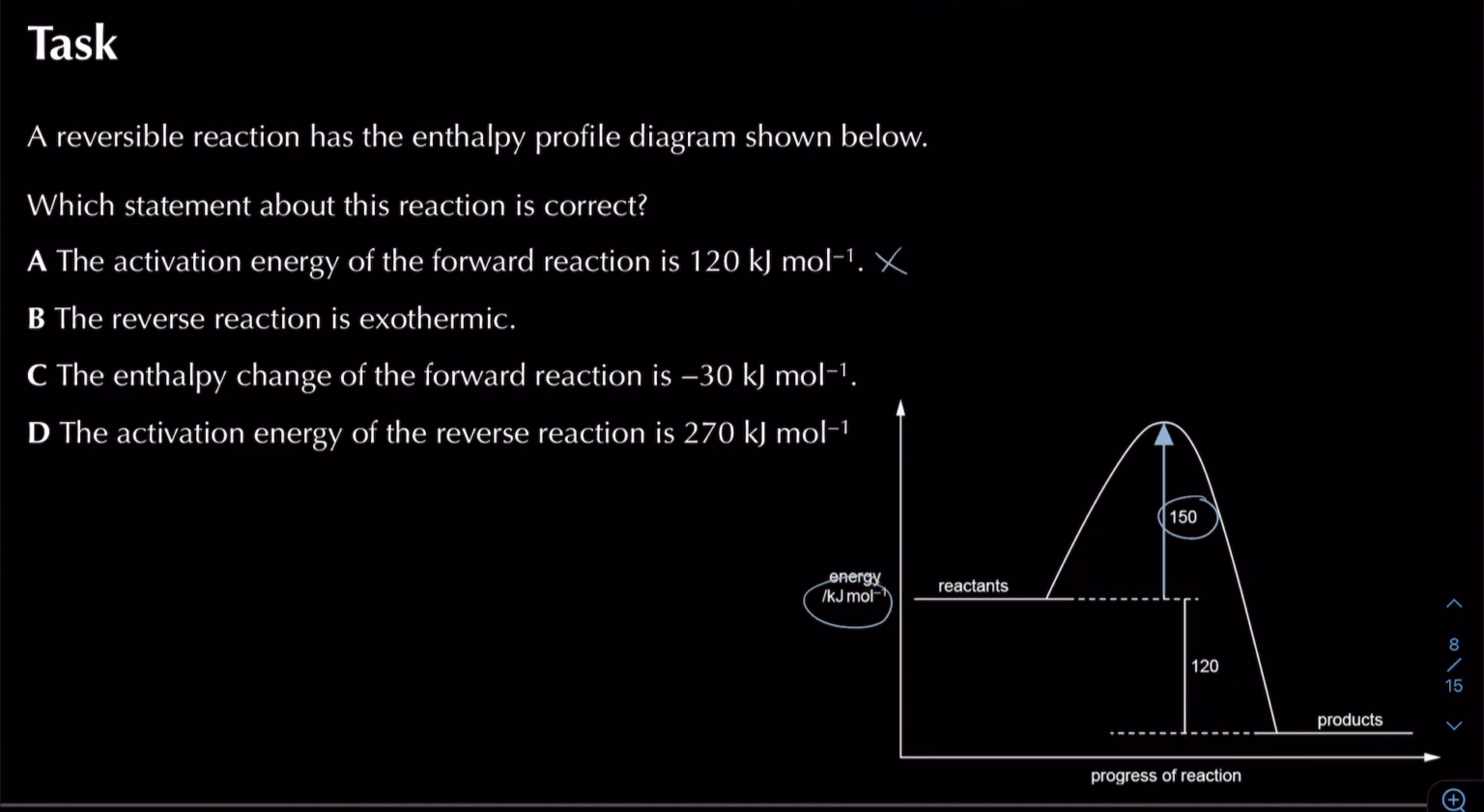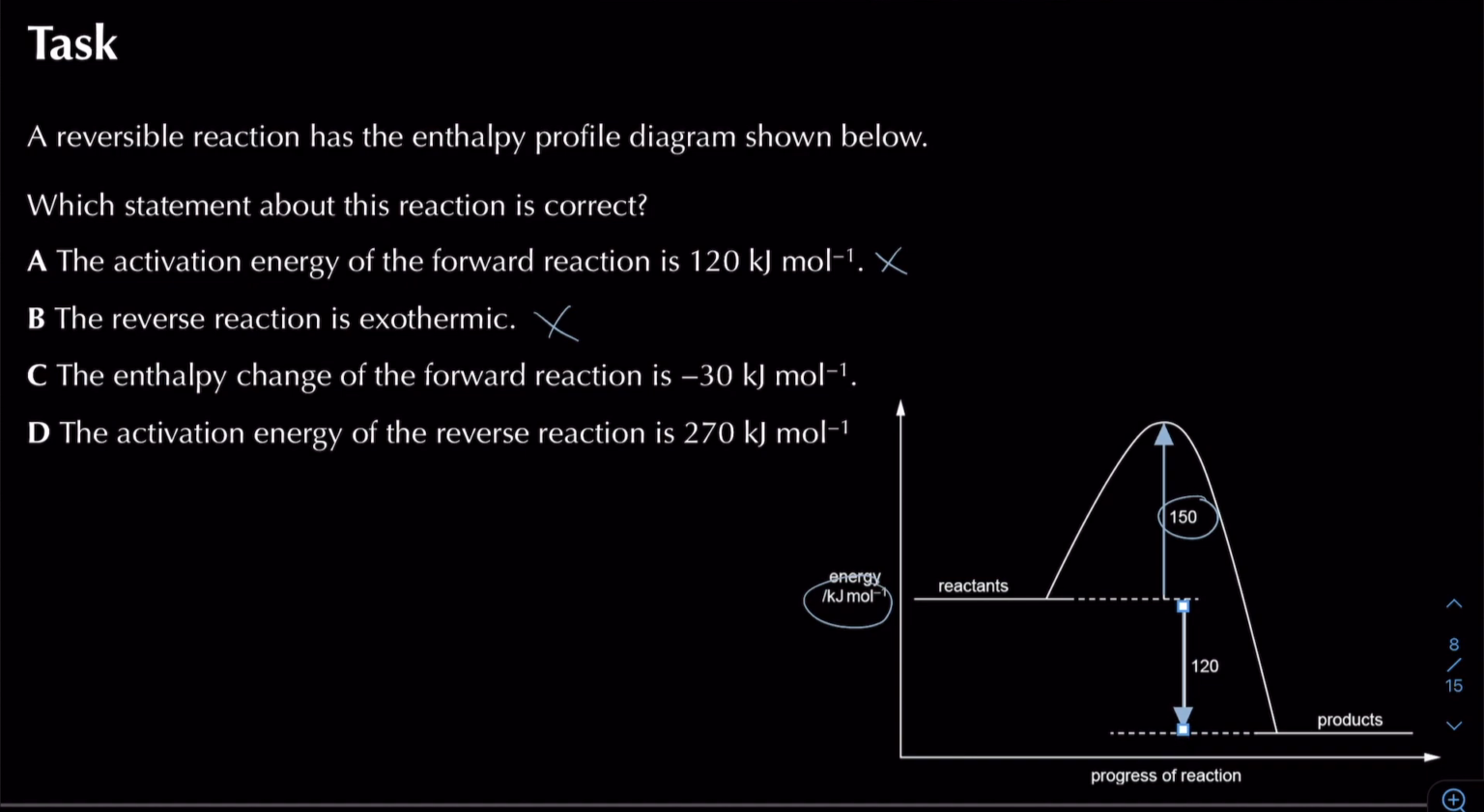In this case, we can see enthalpy is going to increase. So if we're going from products to reactants, going this way, enthalpy increases. So we know it's actually going to be endothermic. So that's going to be incorrect itself. The forward reaction is going to be exothermic because enthalpy is going to decrease itself.